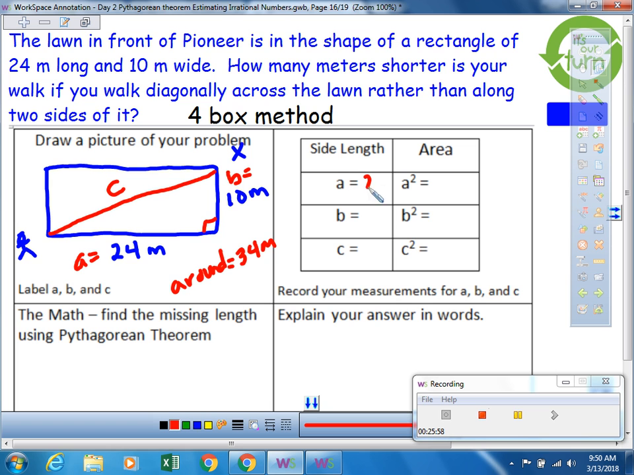So A is 24. So 24 times 24, I think it's 576. 24 squared, 576. On the word problems, if you have big numbers, you can use a calculator. On the other ones, you can't. Okay? Just the word problems. So B is 10. So 10 squared is 100. And we don't know C, so C squared.